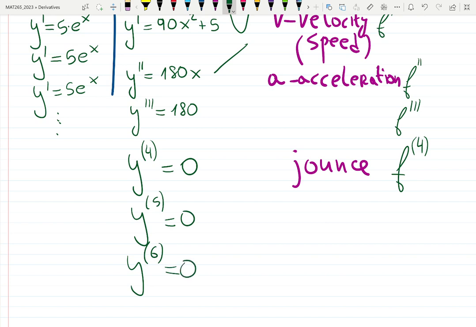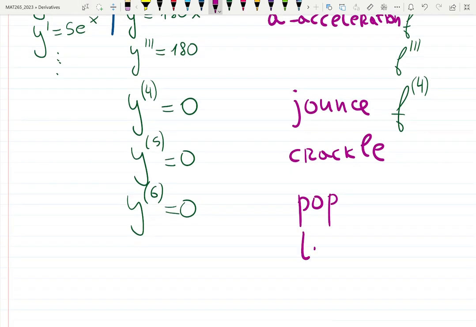And if you're curious, let's have a cool note. F to the 5 was crackle. So that's how fast this acceleration changes, and then jerk changes how fast jerk is changing. Crackle fast. Then it pops, and then it's lock. We're never going to be using this. That's from physics, Wikipedia, part of physics.